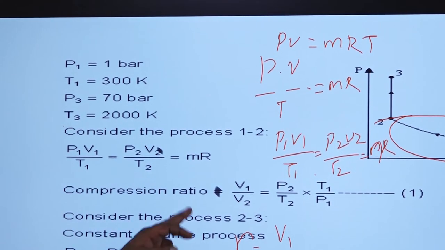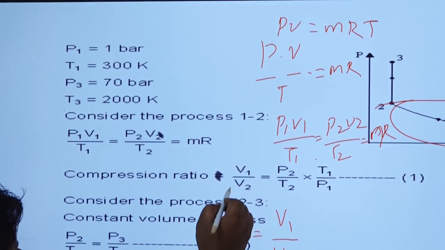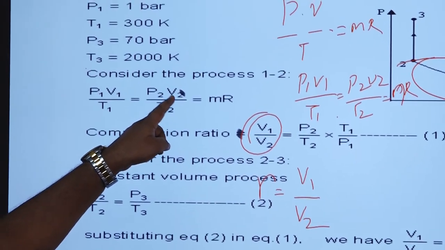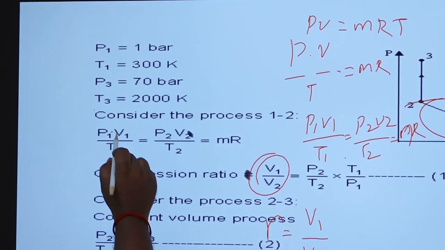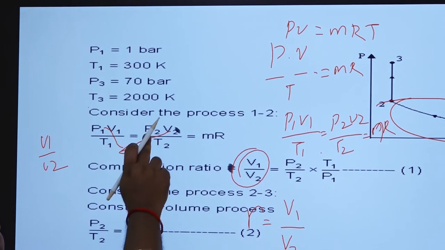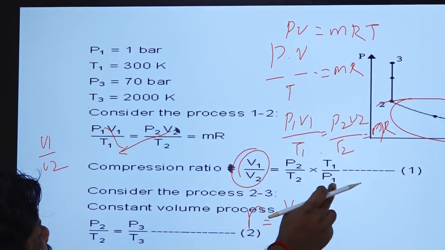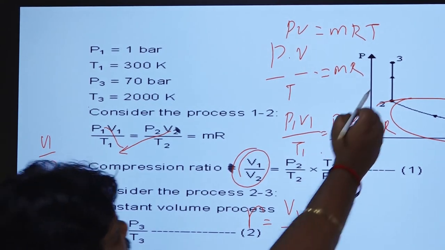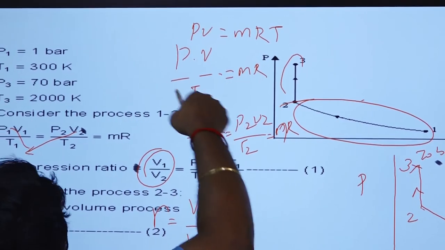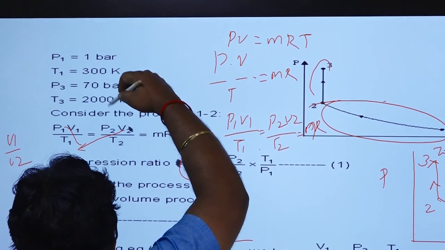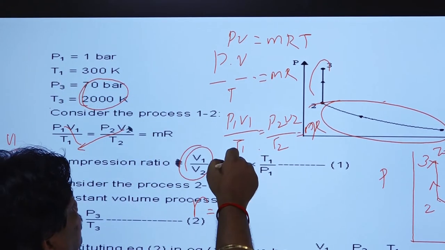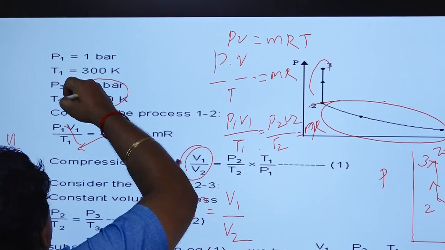The compression ratio here is V1 by V2, so you need this answer. P1 V1 by T1 is equal to P2 V2 by T2. Taking V1 and V2 together, V1 by V2 will be equal to P2 into T1 divided by T2 into P1. So now you have a relation for the volume ratio, mostly in terms of P1, T1 and P2, T2, but this P2 and T2 should be given in terms of P3 and T3.